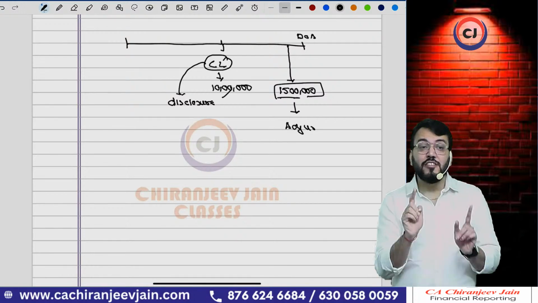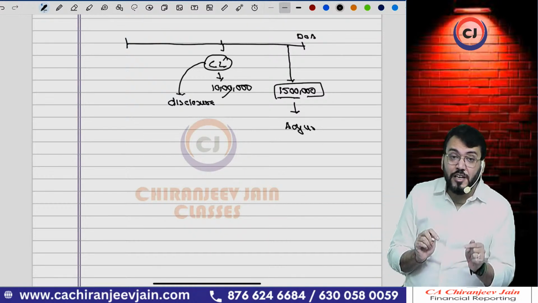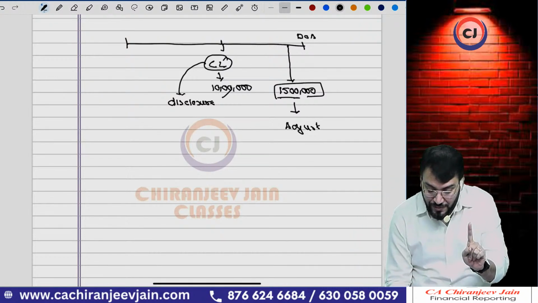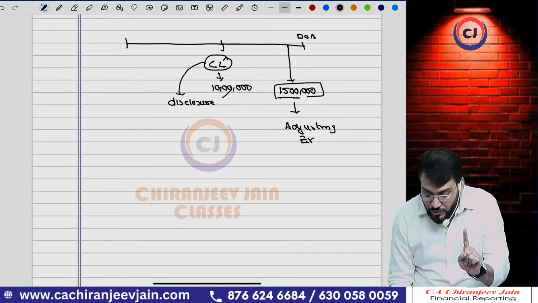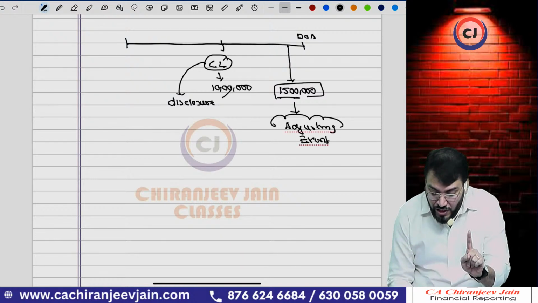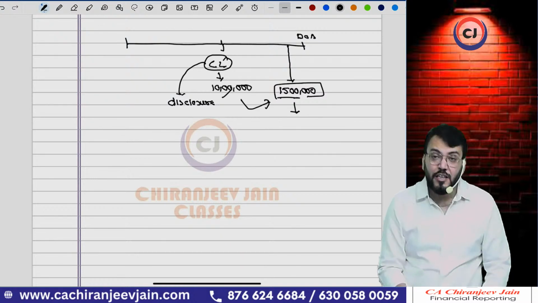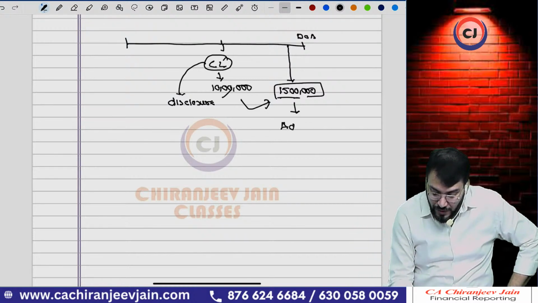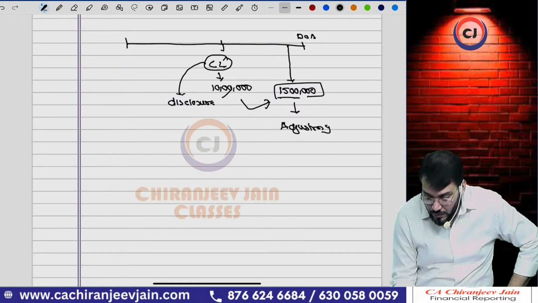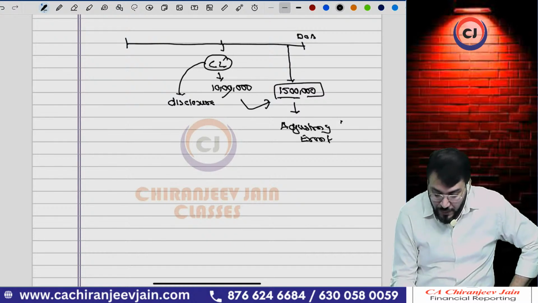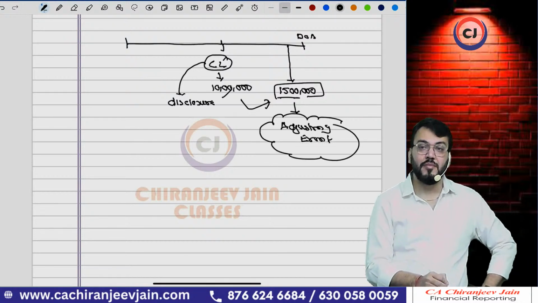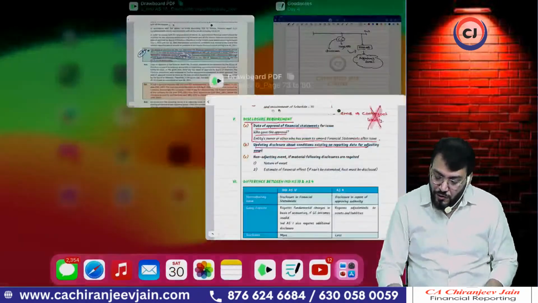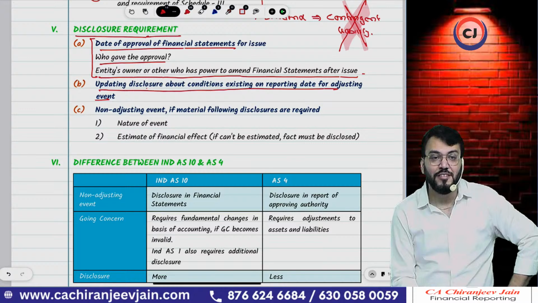Yes. Adjusting event does not mean journal entry. If you are updating the disclosure, then also it is an adjusting event. This clarification I am giving. Understood? Sometimes students think that adjusting event means only journal entry. If you are doing adjustment in your disclosure, that is also an adjusting event. Have you understood? So this is also an adjusting event, and you do adjustment in the disclosure part. That is given only in point number B. Now you will be able to understand updating disclosure.